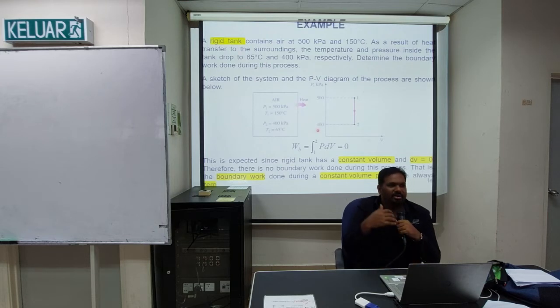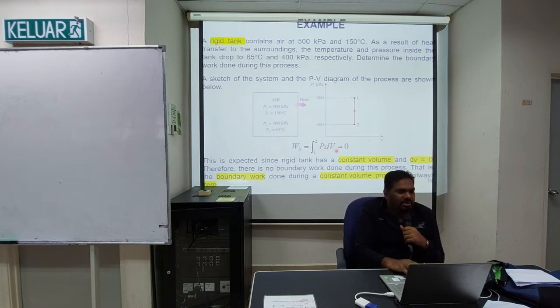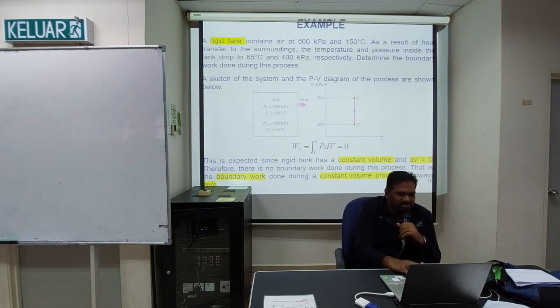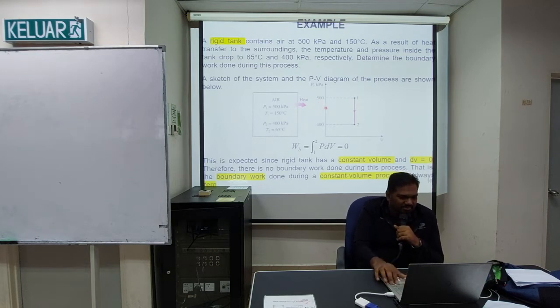Okay, so soalan suruh cari determine the boundary work done during the process. So since is a constant volume, so the boundary work done adalah berapa? Boundary work done for constant volume. So boundary work done for constant volume adalah kosong. Okay, so kalau is a rigid tank, so that's why there is no boundary work done during the process because no area under the curve. The boundary work done during the constant volume process is always 0. Okay, so that is one example.